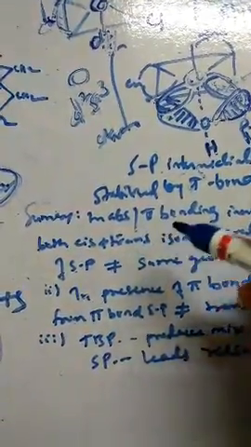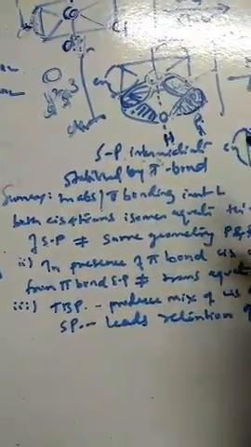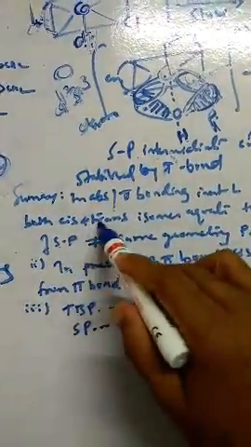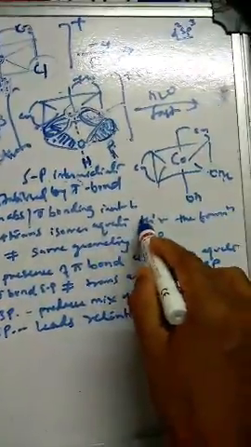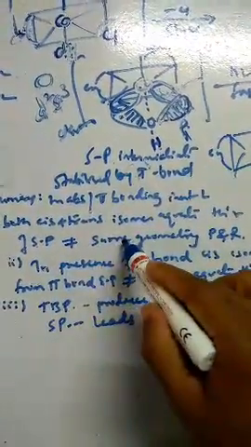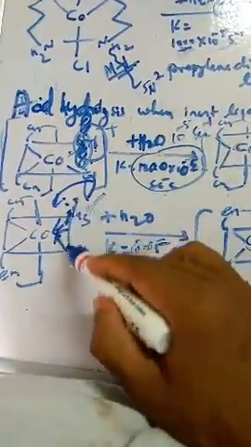Okay, now what the summary we can go from this summary. In the absence of the pi bonding inert ligand, what will happen? Both cis and trans isomers equate through the formation of the square planar intermediate of same geometry. That means if there is absence of pi bond, like here in NH3, there is no pi bond here.